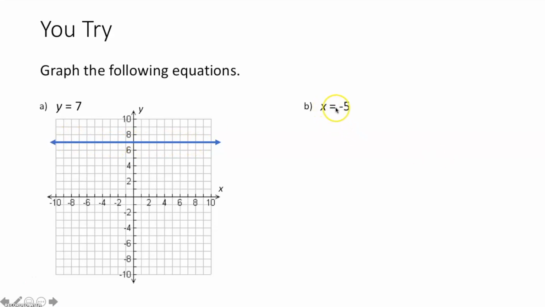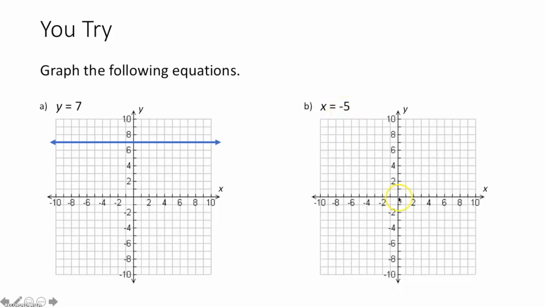Just like here, x is equal to -5. On the x-axis, I want to go over to -5. I want to put a vertical line because I want all the points that have an x-coordinate of -5: (-5, 0), (-5, 1), (-5, 2), (-5, 3). Every point on this line has an x-coordinate of -5. That's why this is the graph of that equation.